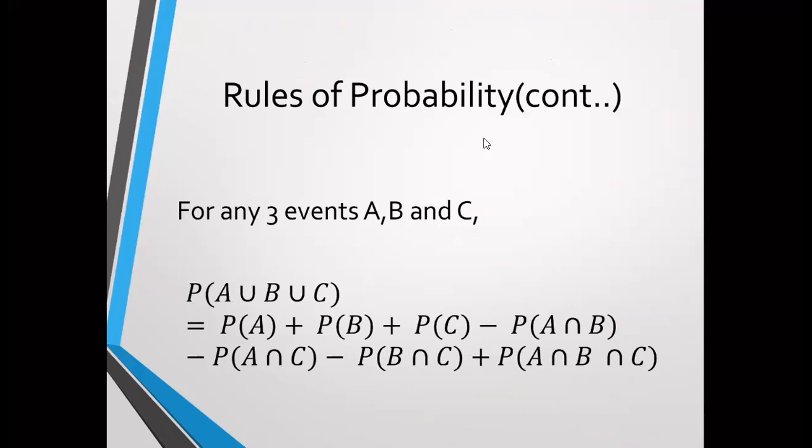Sometimes we may have 3 events, more than 2 events. So if we have any 3 events, A, B, and C, then the formula becomes probability of A union B union C is equal to PA plus PB plus PC minus probability of A intersection B minus probability of A intersection C minus probability of B intersection C plus probability of A intersection B intersection C. We can understand this formula using a Venn diagram easily, right?